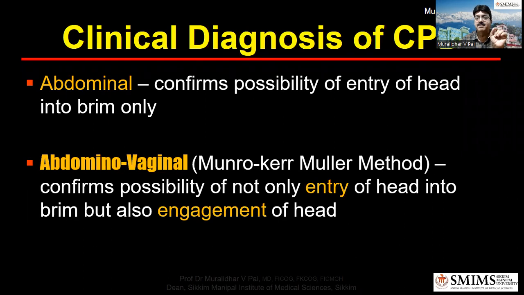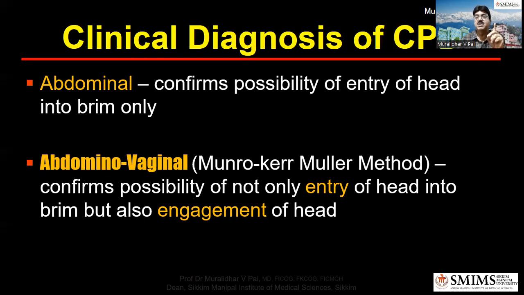So that is why abdominopelvic or abdominovaginal, which is popularly called Munro Kerr Muller method, is very, very important. You must remember this name at least. You may not remember the names of many procedures. That's okay. But abdominovaginal is by Munro Kerr Muller method. It confirms not only the possibility of entry of the head into the brim, but also you get the proof that the lowermost part of the presenting part, in case of vertex presentation, it is vertex, or in case of face presentation, it is let's say face, is at the level of ischial spine.